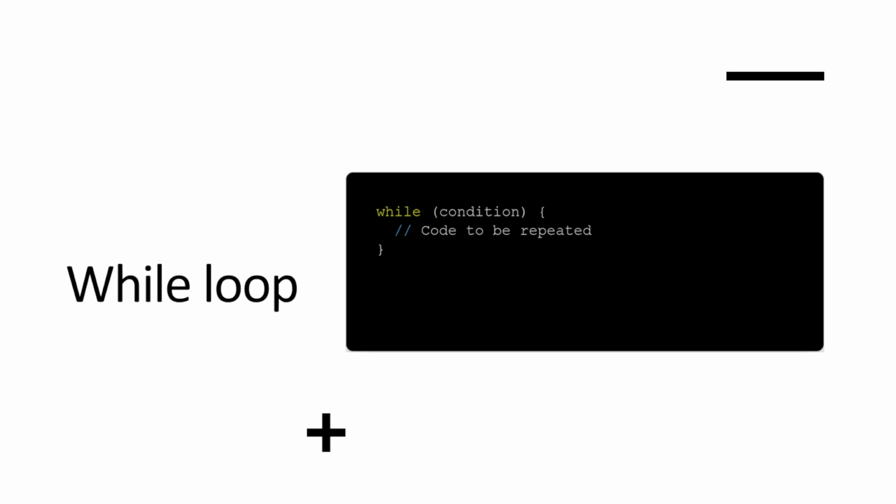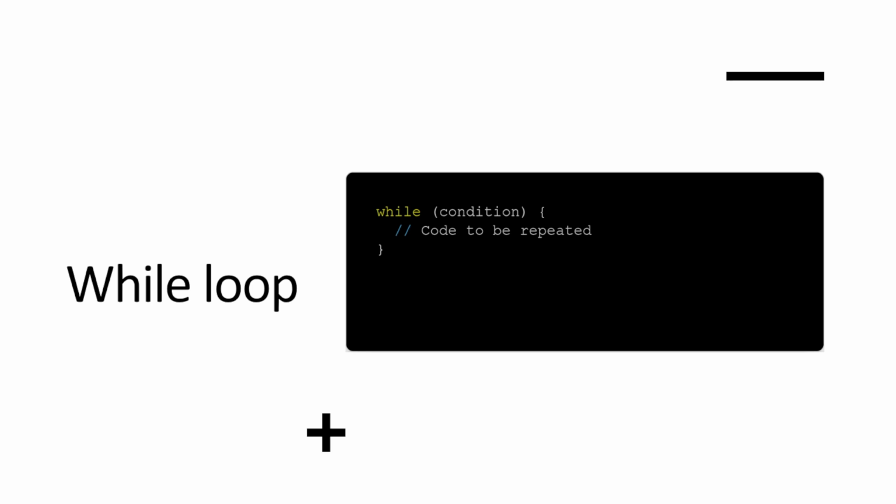So how the while loop works: the condition is checked before entering the loop. Before it runs the loop, it checks the condition. If the condition is true, the loop is executed. After the code in the loop has been executed, it checks again if that condition is true. If it's still true, it runs the loop again, then checks again. It keeps doing that until the condition is false, and then it comes out of the loop. So let's do an example.